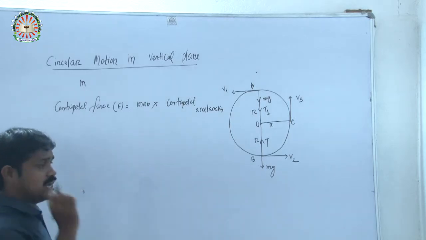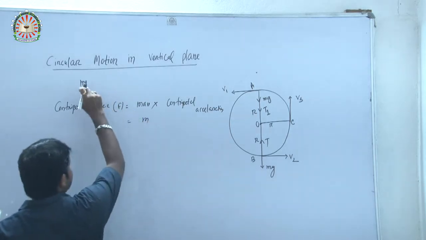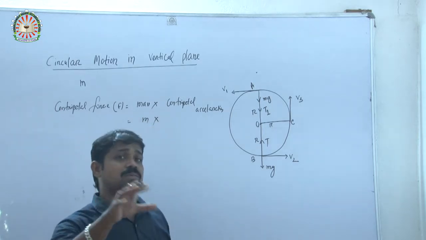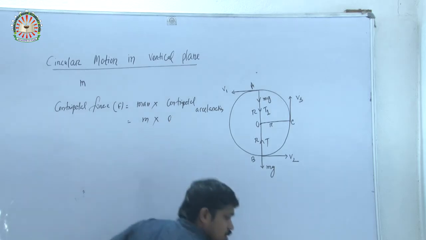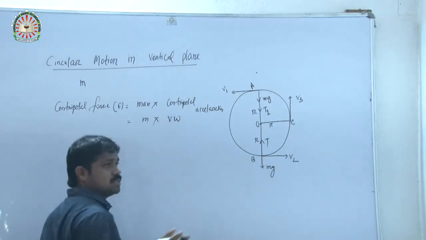Okay, mass into centripetal acceleration. So mass is nothing but the mass of the object. We will take it as m. So m into what is the value of centripetal acceleration? In the previous class we have discussed the value of centripetal acceleration is v into omega. That is simple.